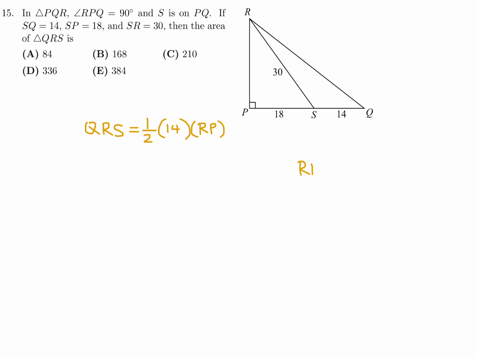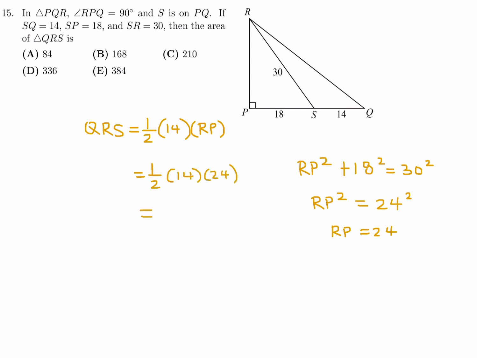RP can be easily calculated using Pythagoras. RP squared plus 18 squared is equal to 30 squared. If you look at this triangle right here and use Pythagoras. So that means RP squared, if you do that math, is going to be 24 squared, and then RP will be 24. So that's it. So we'll just go back and plug it in here. We got 14, and then RP is 24. So this looks like 7 times 24, which is 168. So number 15, the answer is B.